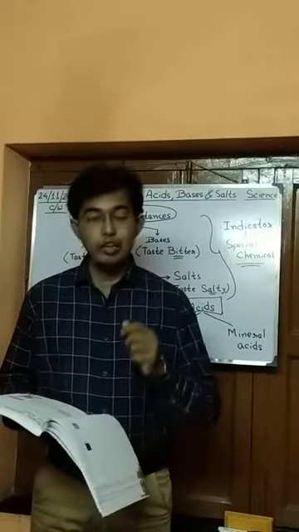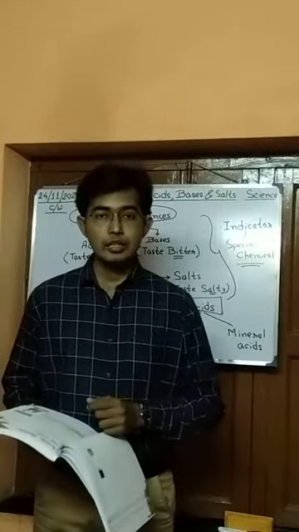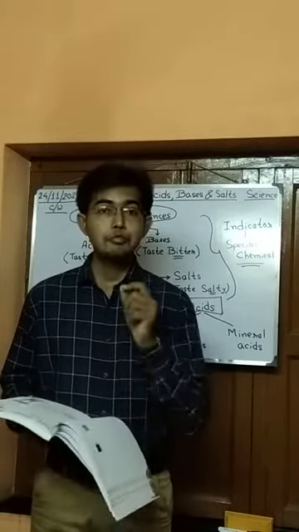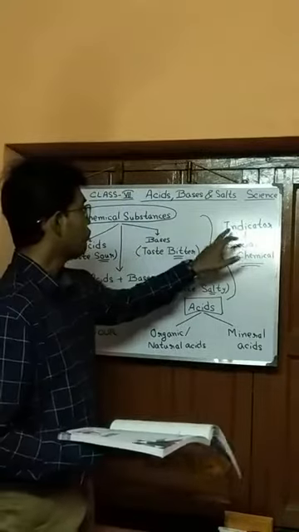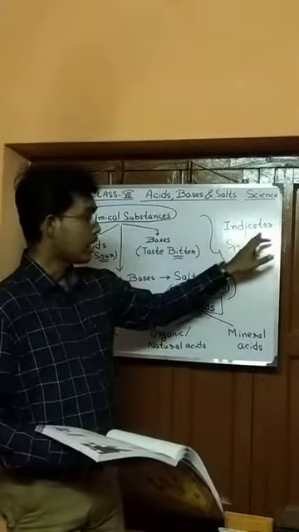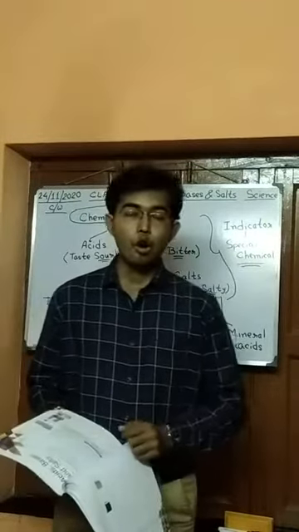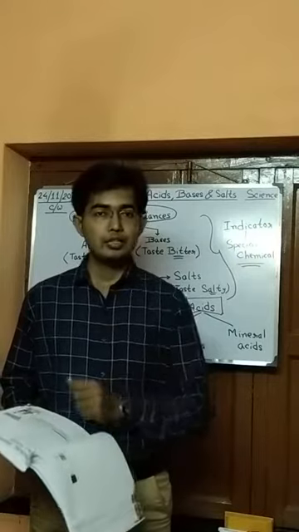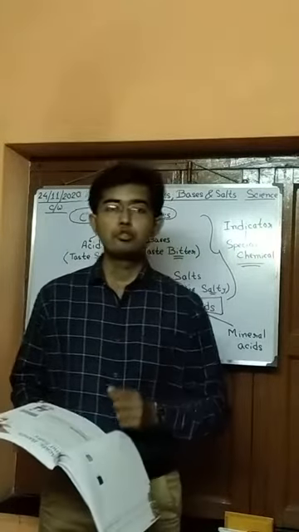Students, we can confirm the presence of an acid, a base or a neutral substance by using a special type of chemical which is called an indicator. By using this chemical, we can confirm or predict whether the substance is an acidic substance, a basic substance or a neutral substance.